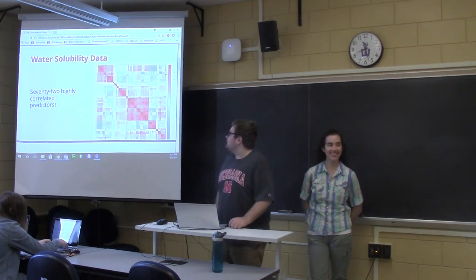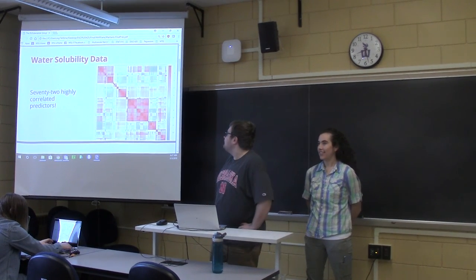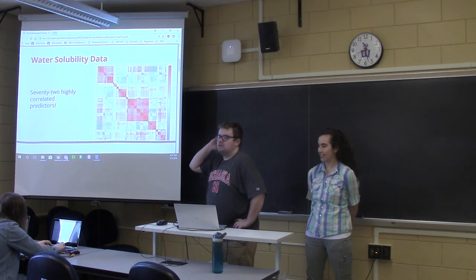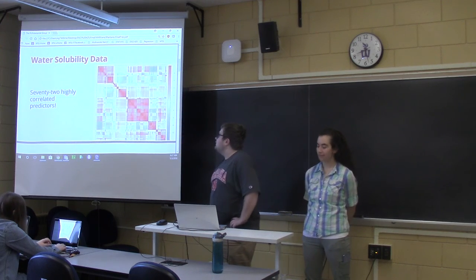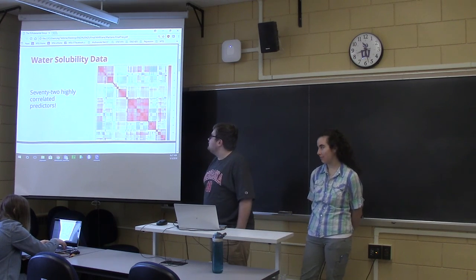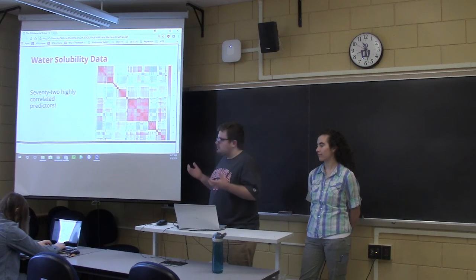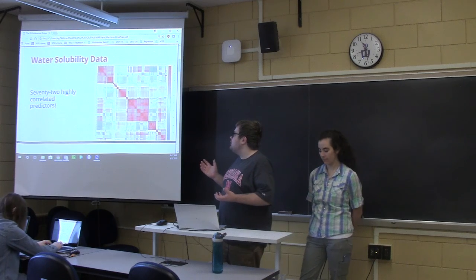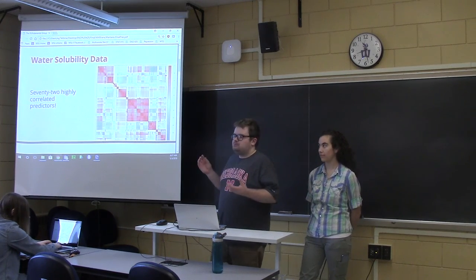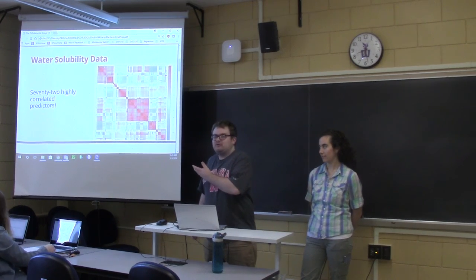So, kind of start out. Matthew. So this is the water solubility data. We have 72 highly correlated predictors. Those big blocks are highly correlated blocks of variables. And then the squares you see are the square root of 72 predictors chosen that are correlated together. So this is not a good correlation structure for a regression problem because one of our assumptions is that our variables are uncorrelated, and obviously there's a fraction of correlation here.